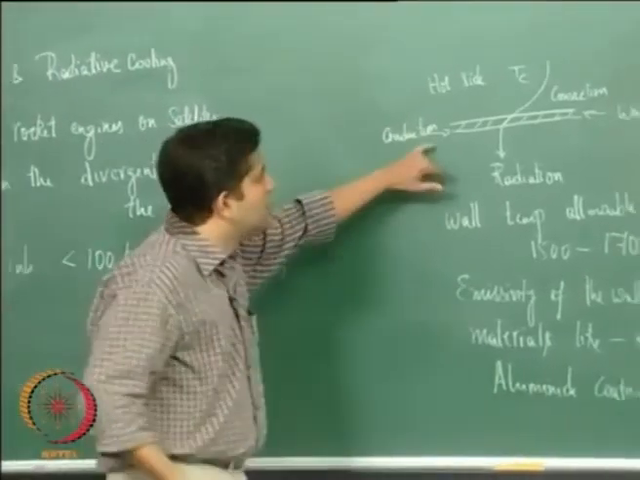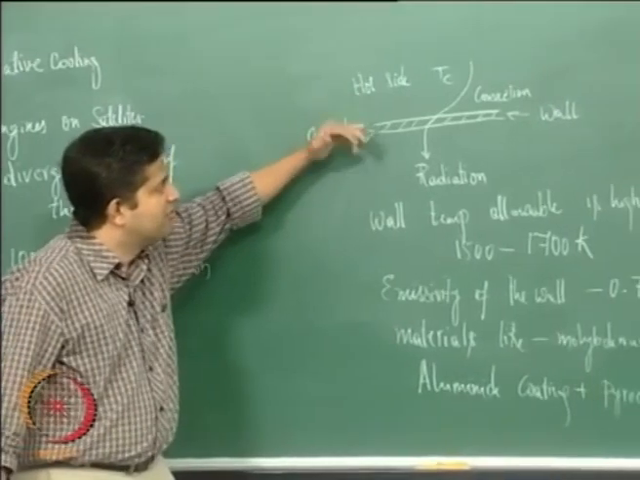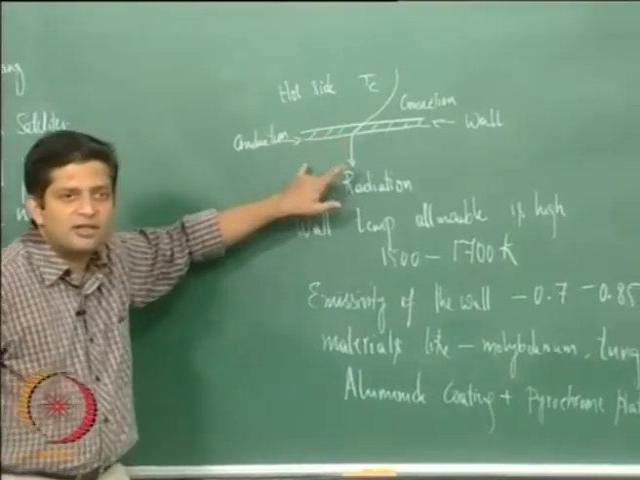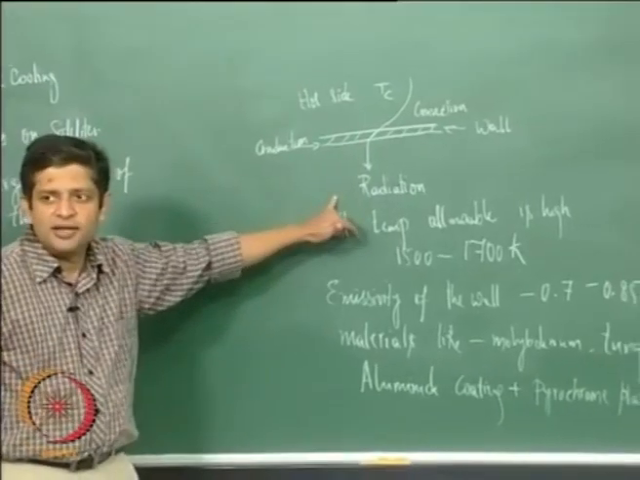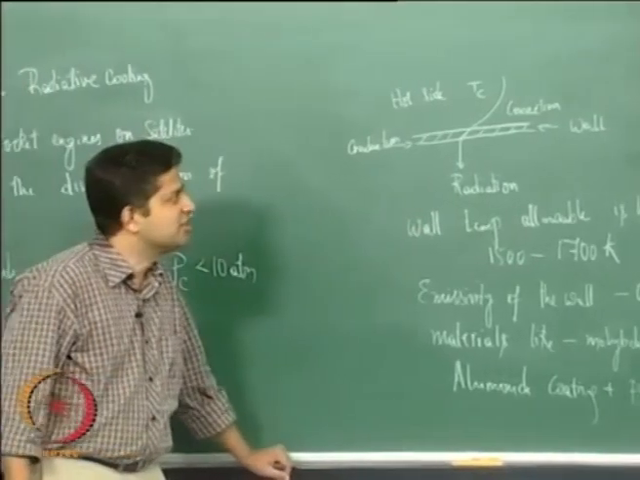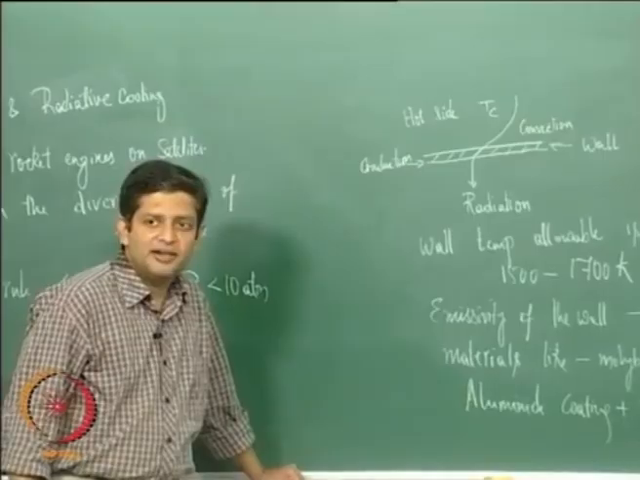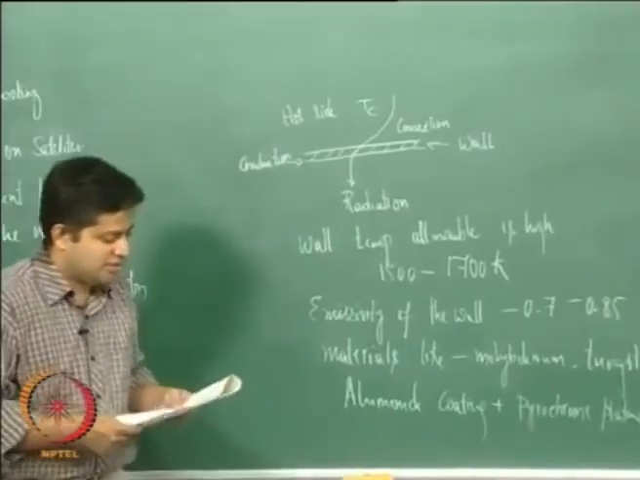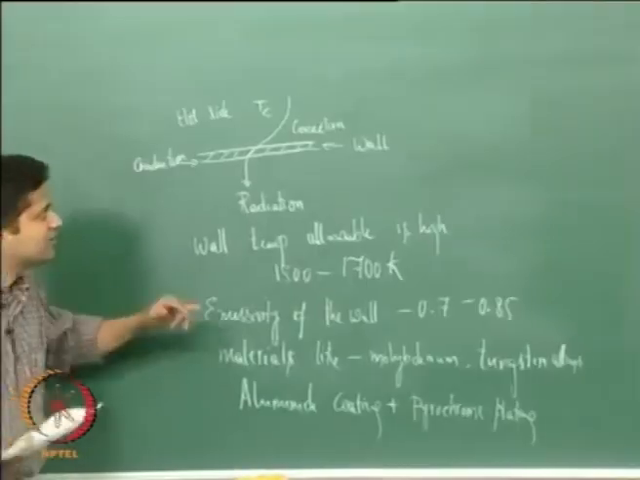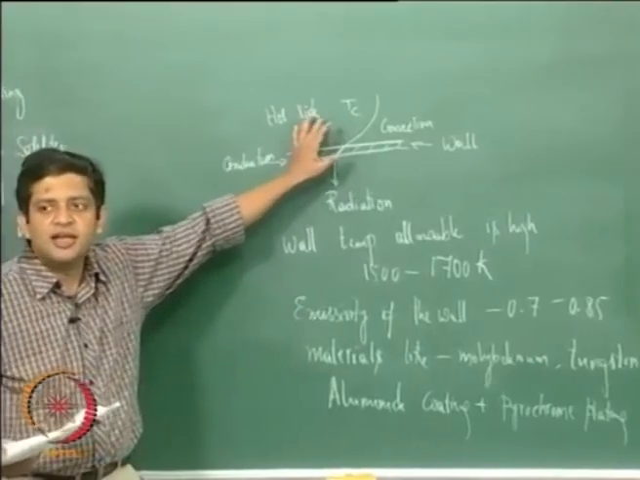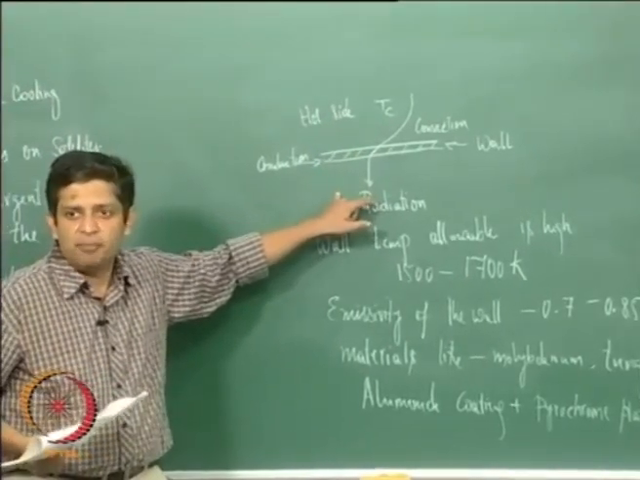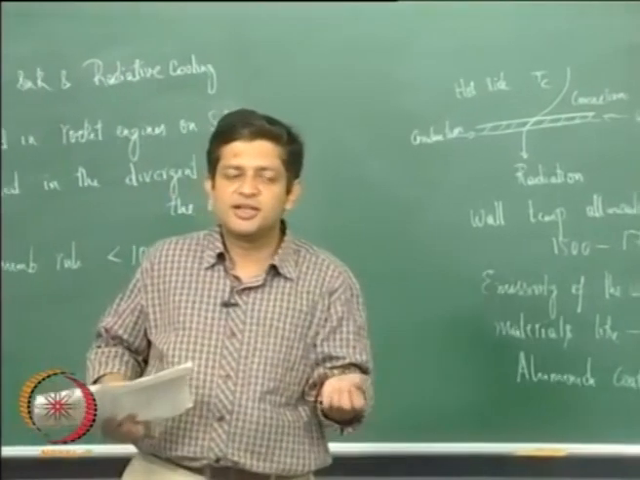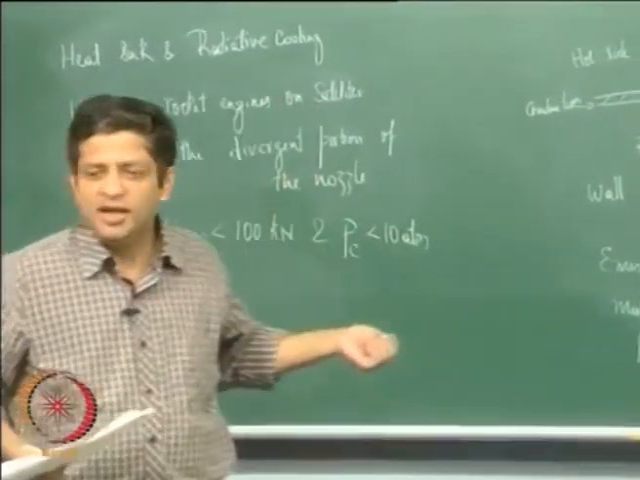Now if you look at this figure here, we said that there is convection from the hot gas side, and in the wall there is conduction, and outside there is radiation. This is like a series connection, right? If we were to write the equations for this, what is there in a series connection is the heat flux has to be the same. In a series connection in electrical circuits, current is the same. Here heat flux is the same.